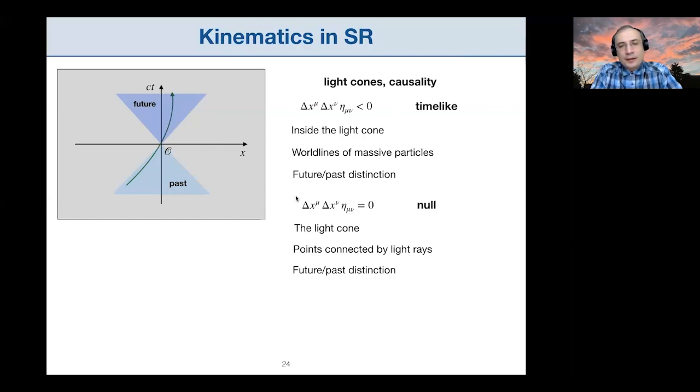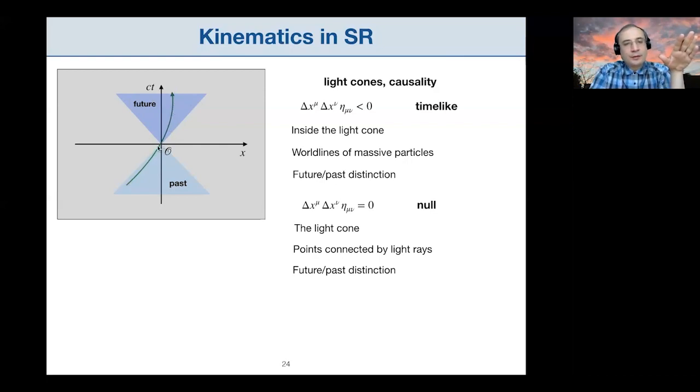We can also consider the case when Δx times Δx is equal to zero. This corresponds simply to the surface of this cone, and to points which can be connected by a light ray, a straight line, which is null. A very interesting and important point is that for these types of points, we can distinguish between the future and the past, in the sense that this light cone has the shape of two separate light cones touching at the origin. The origin is exactly the presence of itself. However, one half of this light cone obviously corresponds to the future of the point O.